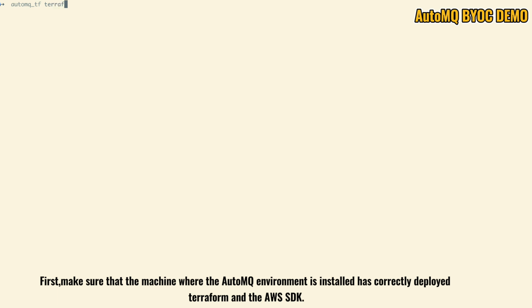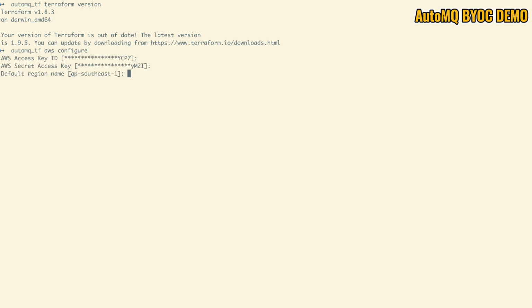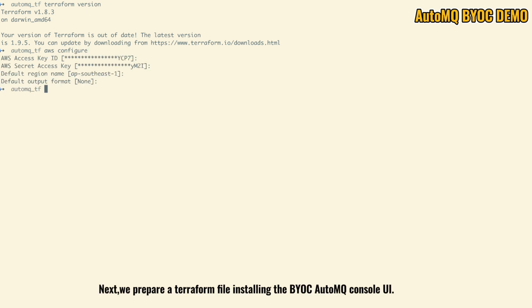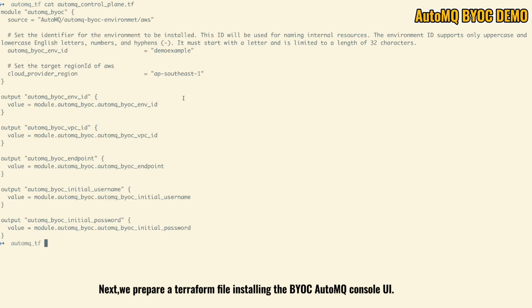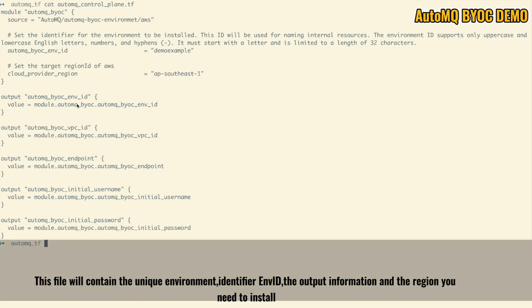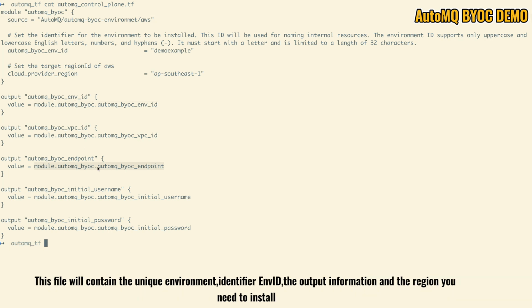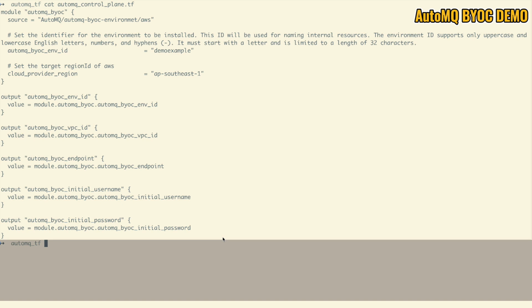First, make sure that the machine where the AutoMQ environment is installed has correctly deployed Terraform and the AWS SDK. Next, we prepare a Terraform file for installing the BYOC AutoMQ console UI. This file will contain the unique environment identifier envid, the output information, and the region you need to install. Output is used to print the public access address and authentication information of the console.